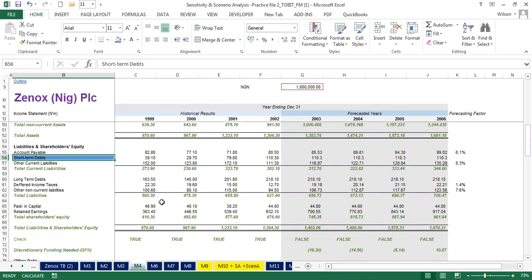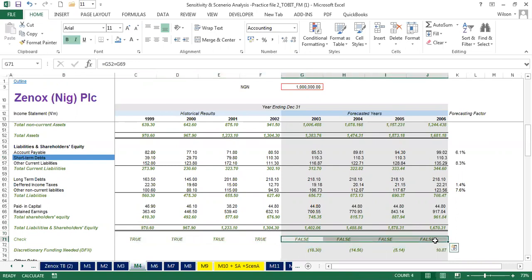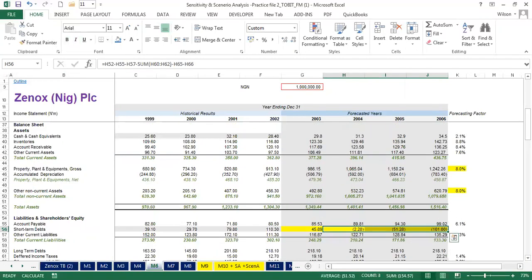All right. So by using the short-term debt as a balancing factor, we can arrive at a balanced balance sheet. So we can see that all this one that is here is true, while this one is false, meaning that it's not balanced. If it is false, it means it's not balanced. Okay. All right. So now our objective here is to balance up the balance sheet.